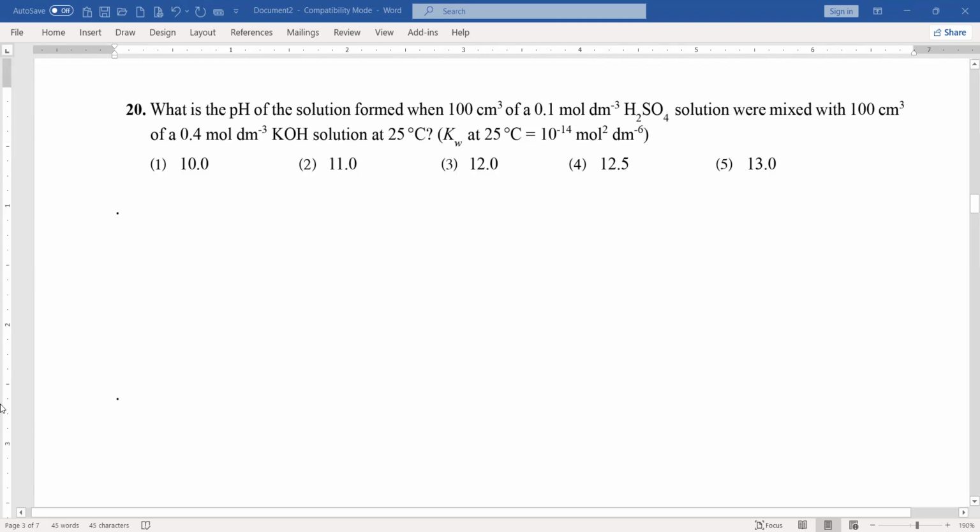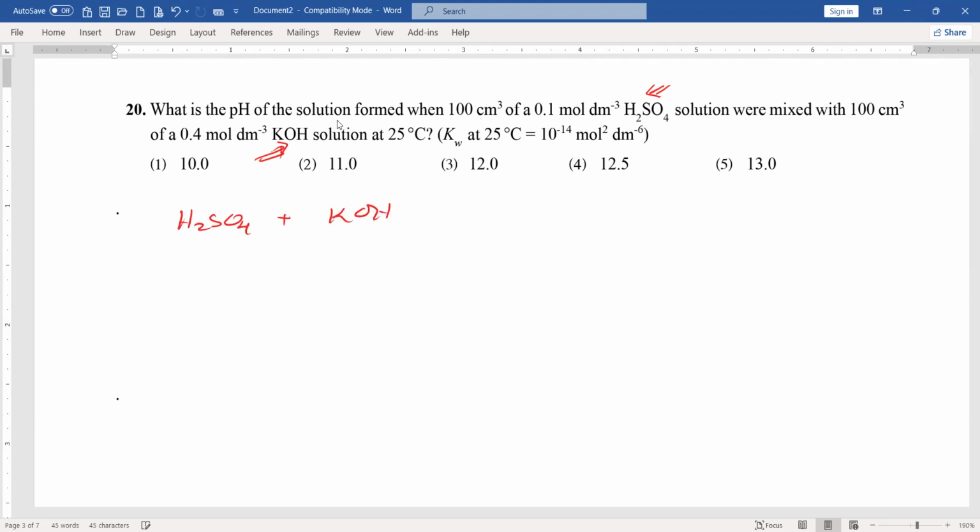First of all, we have to find the concentration of the excess component. Here we have an acid and this is a base, so acid and base will react. We have H2SO4 and KOH, which will give us K2SO4 and water. This is the balanced equation. Then you can find the initial amounts.